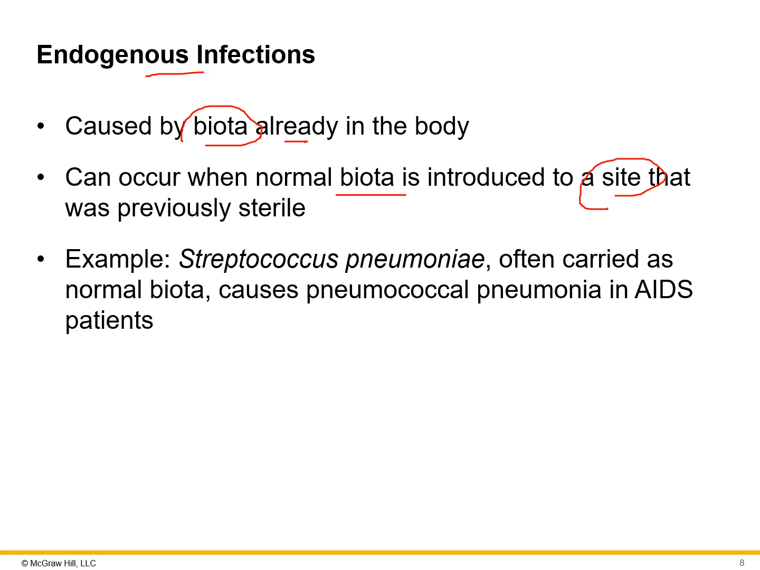Another example here, Streptococcus pneumoniae is normally in our normal biota, but in AIDS patients where they have a weakened immune system, it can actually lead to pneumococcal pneumonia. And that's just because they're not able to kind of keep it in check.